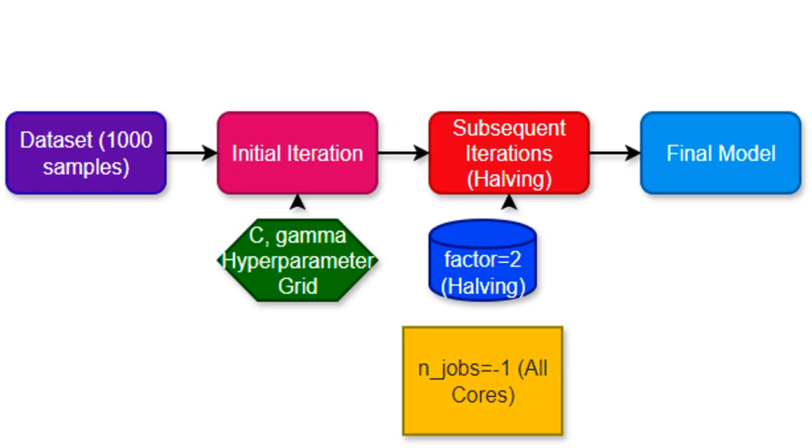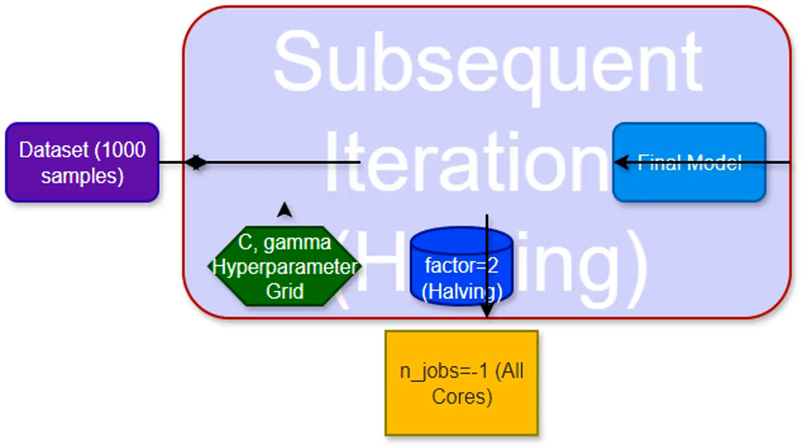I have 1,000 data samples to train and evaluate my models. This is my data pool for the entire process. These are settings, hyperparameters, of my support vector machine, SVM, classifier that I want to optimize.